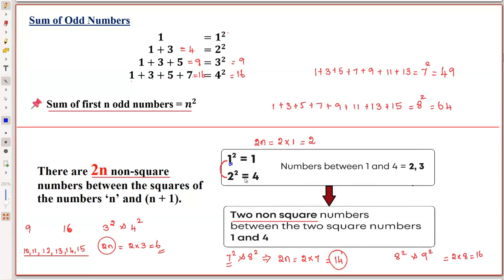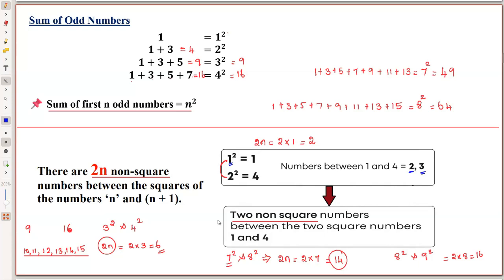How many non-square numbers do we have in between? In between means it should not include 1 and 4. We have 2, which is a non-perfect square number, and 3, which is also a non-perfect square number. So we have two non-perfect square numbers in between the squares of 1 and 2.